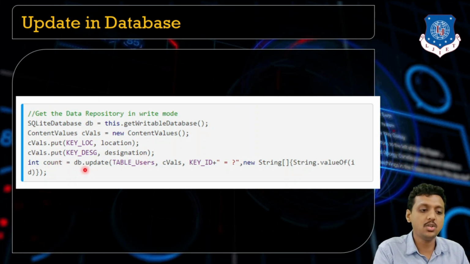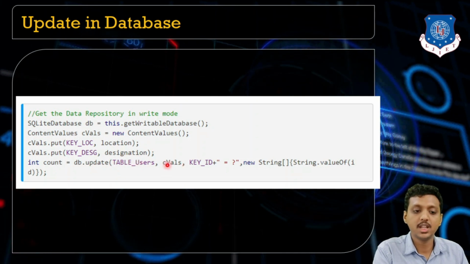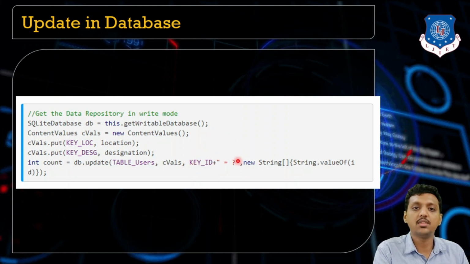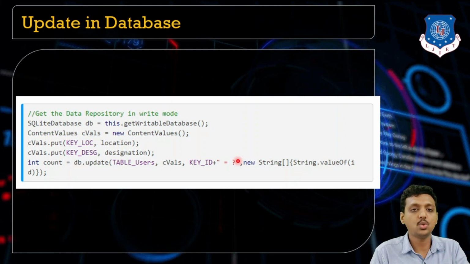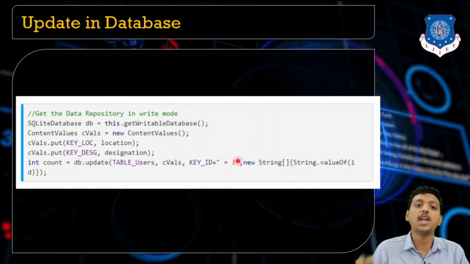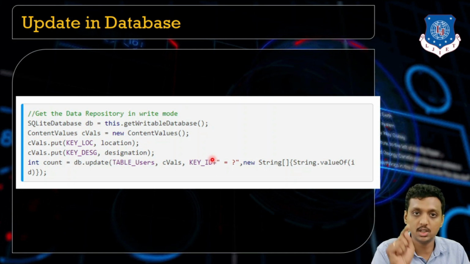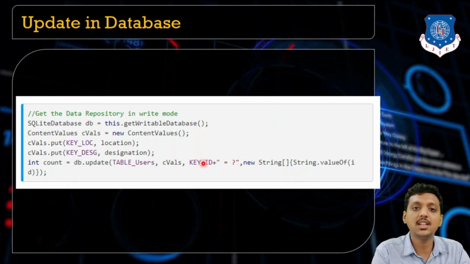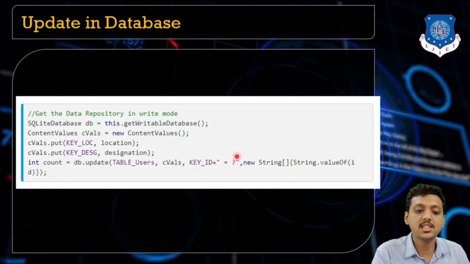Now, int count is equal to db.update. So db.update, first you need to pass the table name, comma, all the column values, comma, then the string that we are going to use to update the table. Like I want to update the table where key ID is equal to this. So remember, just focus over here. This is very necessary to understand. This KEY_ID is a column, and this is a where clause. Okay, so where KEY_ID is equal to question mark.